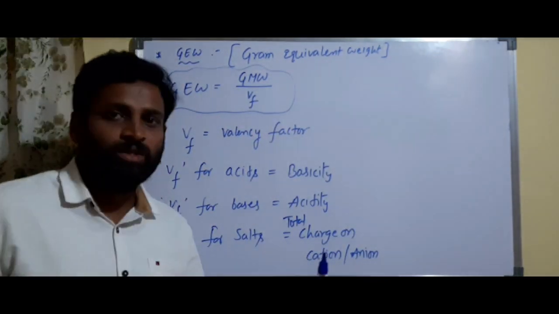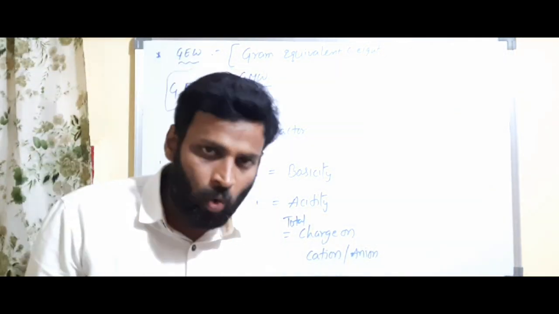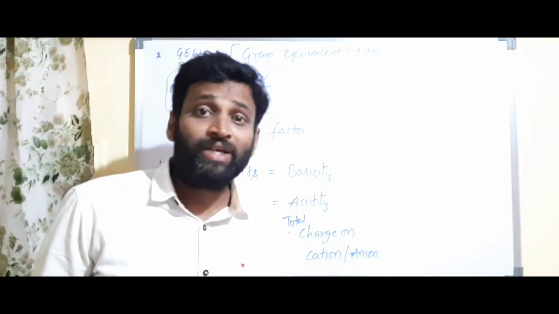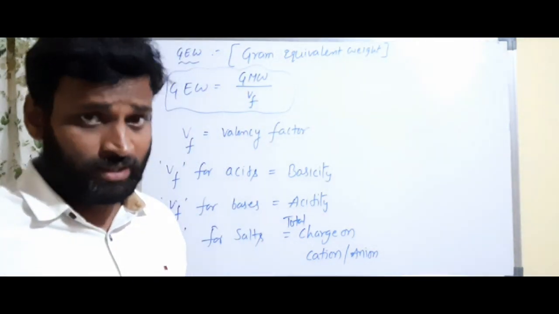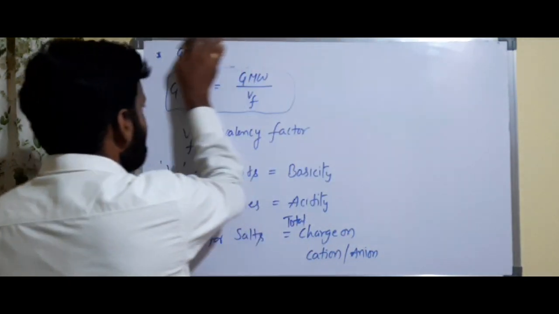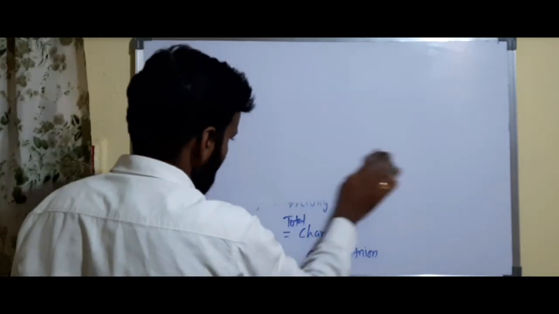Total charge without the negative sign you have to consider, because these are weights, and weights can never be negative. So minus 2 means 2 you have to consider. The magnitude of charge you have to consider, that's it. Next, let's see the gram equivalent weights of acids.